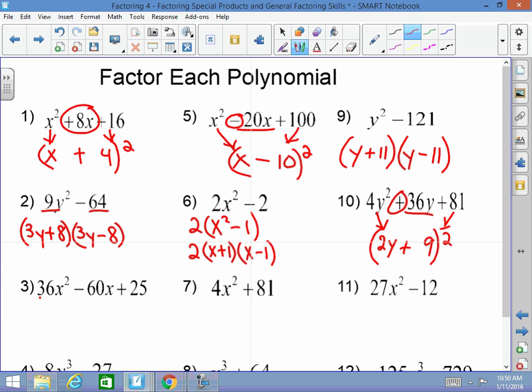36x squared is a perfect square. That's 6x. 25 is a perfect square. That's 5. 6 times 5 is 30. Times 2 is 60. That works, and it's negative. So this is 6x minus 5 squared. 4x squared is a perfect square plus 81, which is a perfect square. But that's a sum of squares. That is not factorable. That's prime.